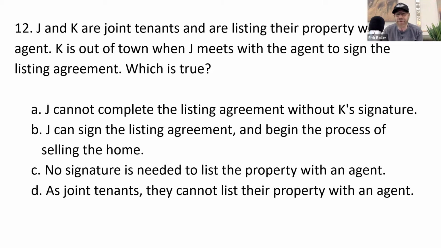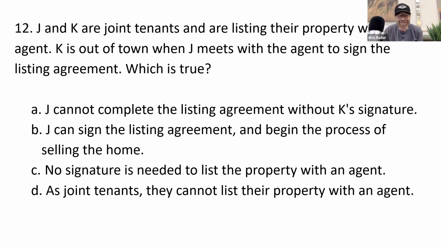So J and K are joint tenants and are listing their property with an agent. K, one of the owners, is out of town when J meets the agent to sign the listing agreement. J cannot complete the listing agreement without K's signature. I mean, we've been hammering that for the last 4 minutes, right? So that sounds really good. B, J can sign the listing agreement and begin the process of selling the home. No, J could sign the listing agreement, but it's not a valid listing until it's signed by all the owners. So you really can't start your marketing process because you don't have a binding contract. No signatures needed to list a property with an agent.